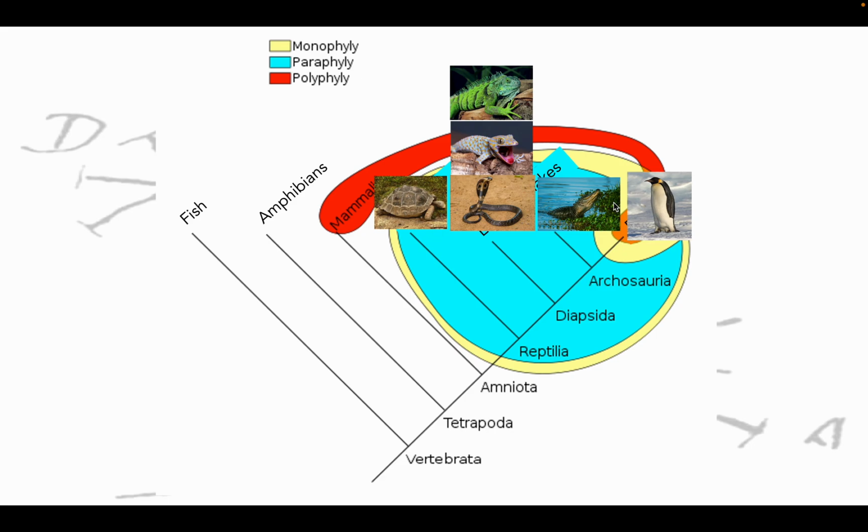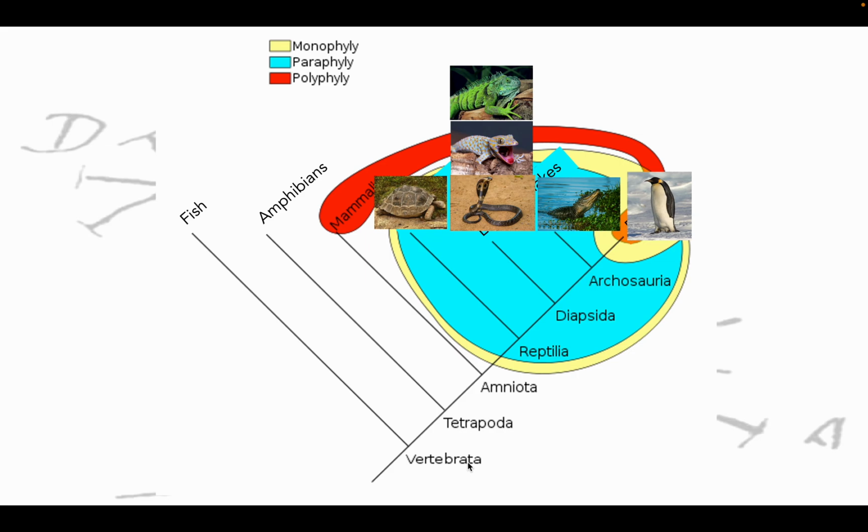Thus, the traditional group of reptiles, which includes a single common ancestor and many, but not all descendants of that common ancestor, is paraphyletic. If this shape were an actual tree and we wanted to prune out the traditional reptiles, we would have to make 2 cuts. If we wanted to prune out all amniotes or all tetrapods, we would only have to make 1 cut.